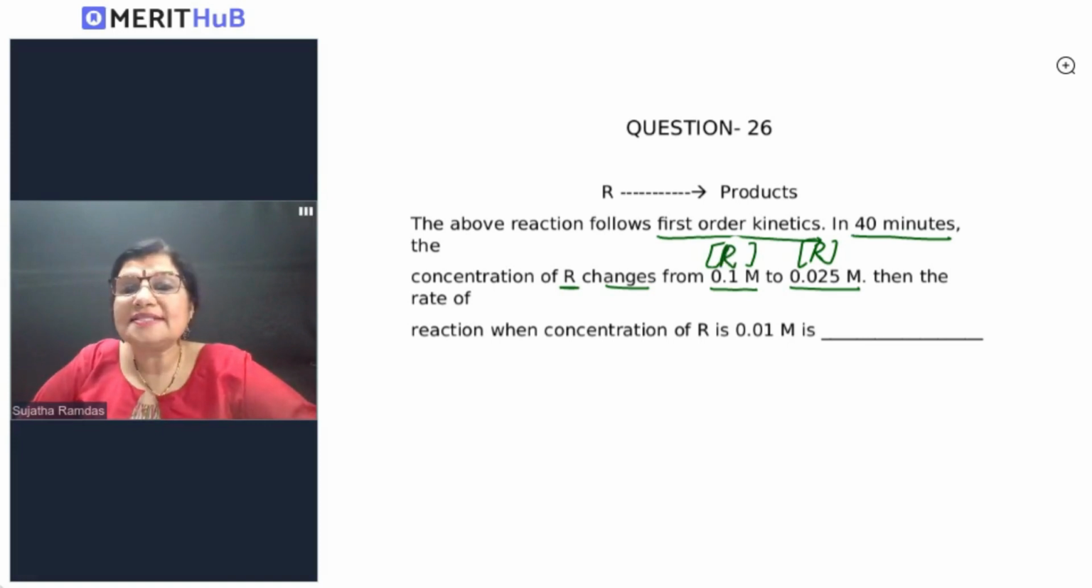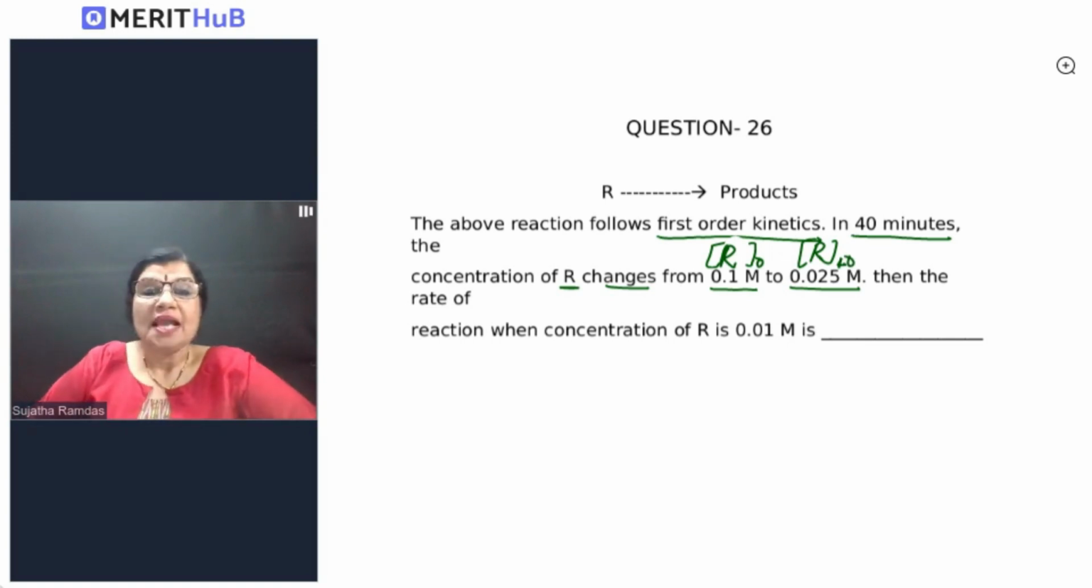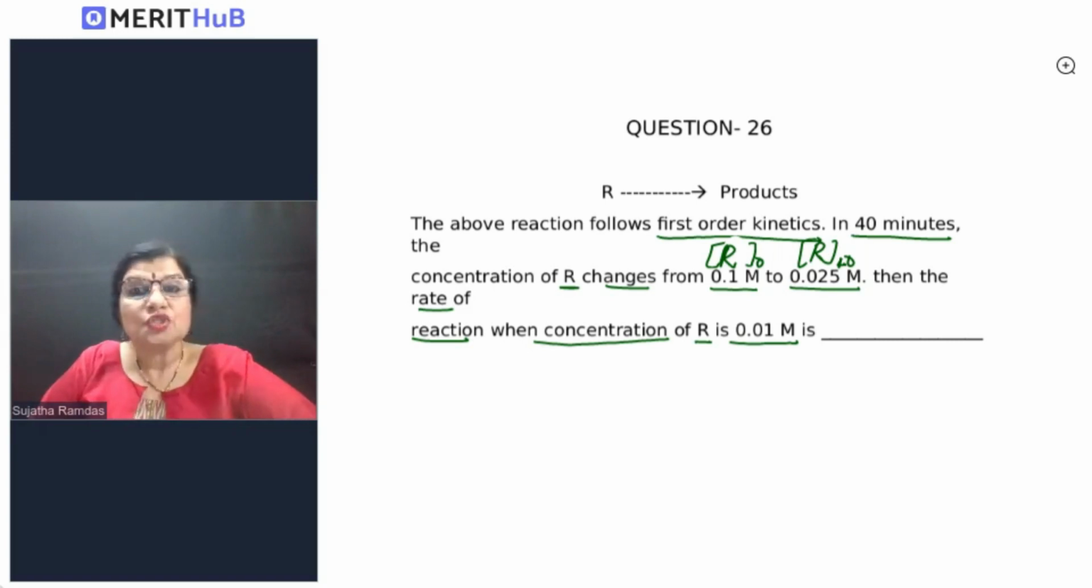R at 0 minute, time 0, is 0.1 molar. And after 40 minutes, it is 0.025 molar. Then the rate of the reaction when the concentration of R is 0.01 molar is quite a straightforward question, but the calculation involves a few steps. Okay, so let's see what we should first find out.